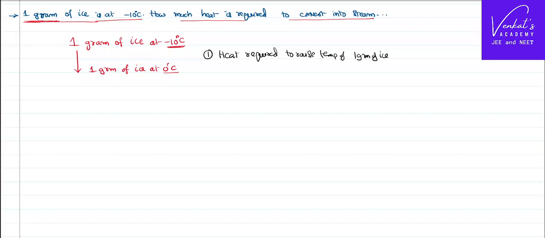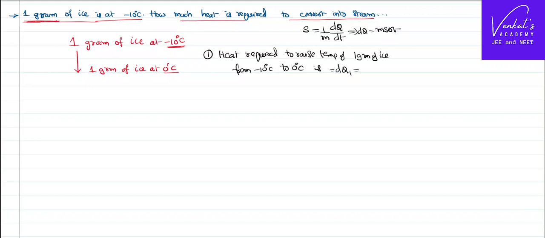1 gram of ice from minus 10 degrees centigrade to 0 degrees centigrade is, as there is a rise of temperature, we shall take the definition of specific heat as the amount of heat required to raise the temperature of unit mass of substance by 1 degree centigrade. From that I can write dQ equal to m s delta T. So dQ, or else I will call it dQ1, is m s delta T.